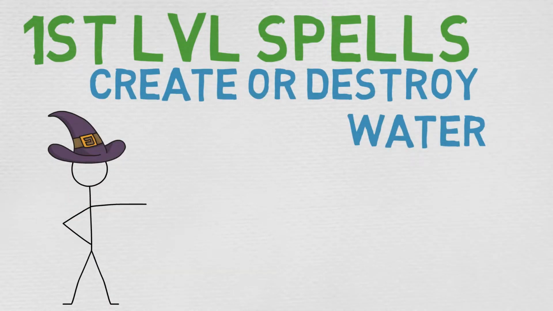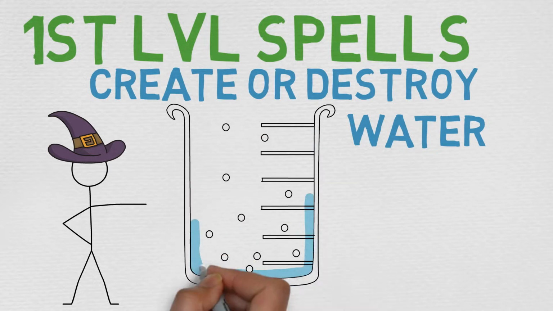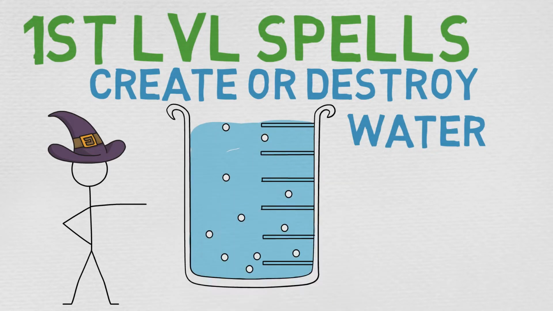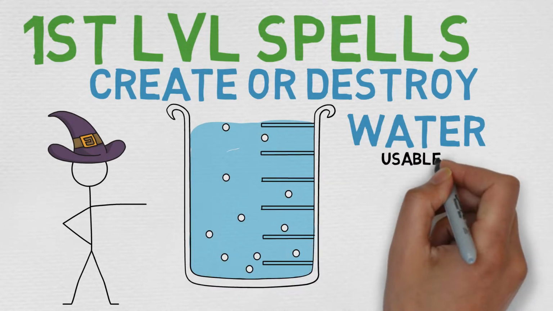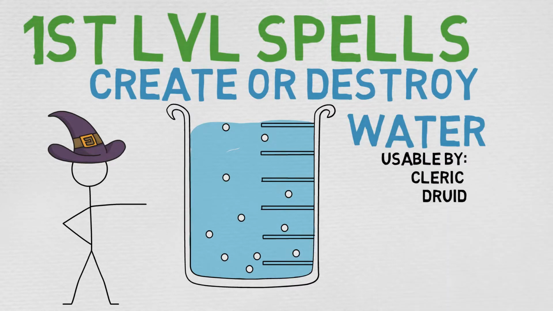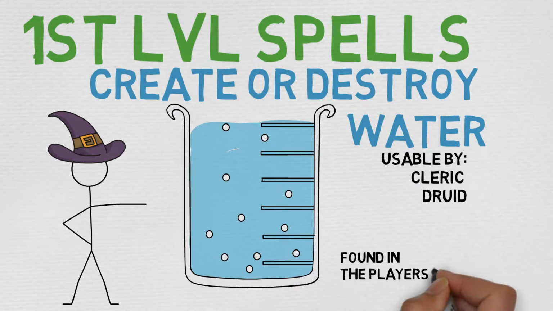Today we're going to be talking about create or destroy water. This is perfect if you're really in a pinch and you need a drink, or if there's a little bit too much water to go around. This is usable by the cleric and the druid, and it is found in the player's handbook.